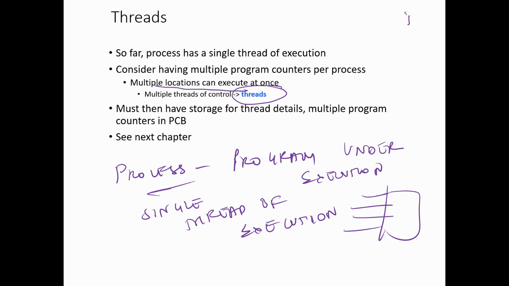Control through multiple locations can execute at once. Why? Because we have thread number one, thread number two at memory location M1, here at M2, here at M3. Each and every thread will start executing parallelly, concurrently. So we are supposed to handle those multiple program counters executing at M1, M2, M3. So we must have storage of thread details, multiple program counters, in the PCB. Just an overview. We're going to learn a lot about threads in the next chapter too.